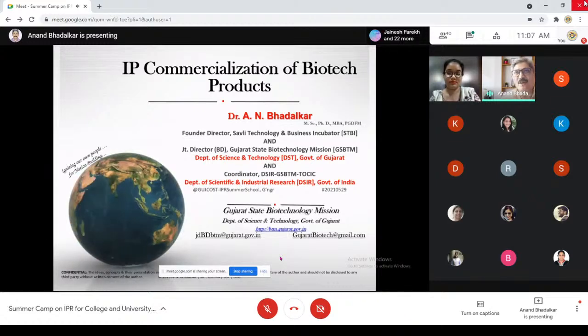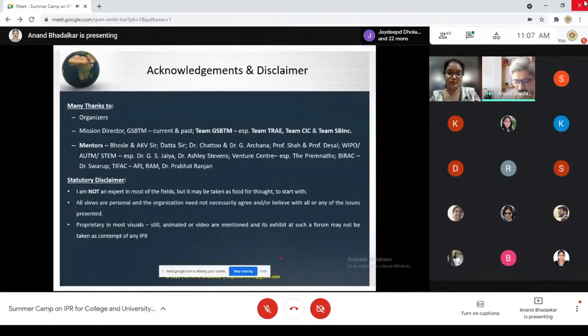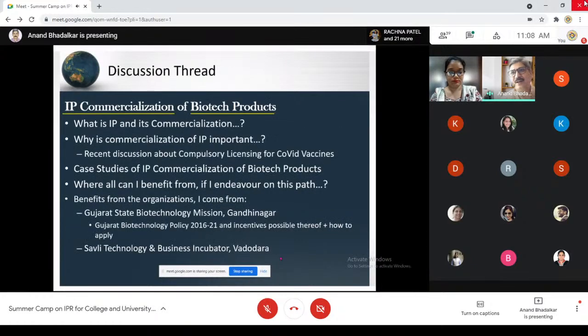First things first, thank you, Dr. Sahu, a very dear friend for many years now. GUJCOST is another home. It was the first place where I landed coming to Gandhinagar. GUJCOST, thank you so much for having me here. I also put on record my thanks to the Mission Director GSBTM, current and past, my team, and a lot of mentors who have had a role in shaping me. Some of the slides that I want to show are case studies done by some senior organizations, so it is for educational purpose, and there is no infringement of any IP rights into it.